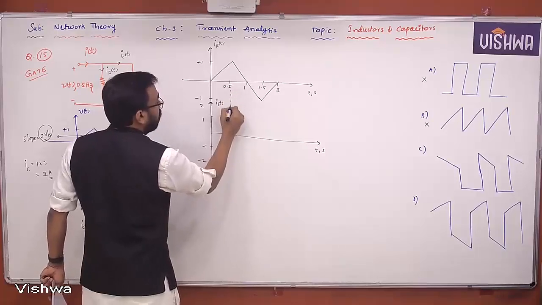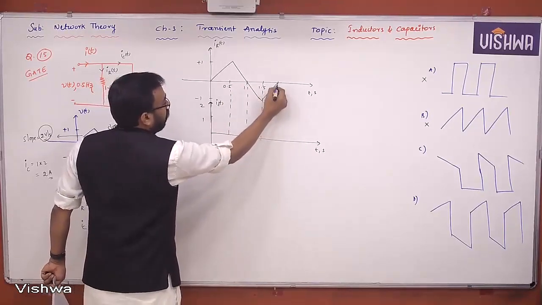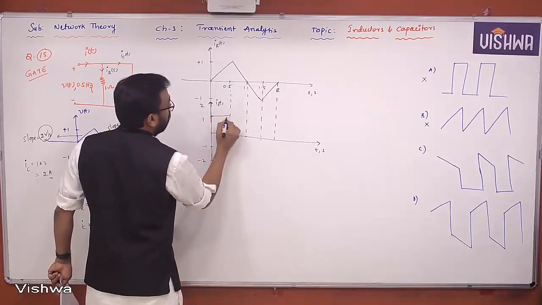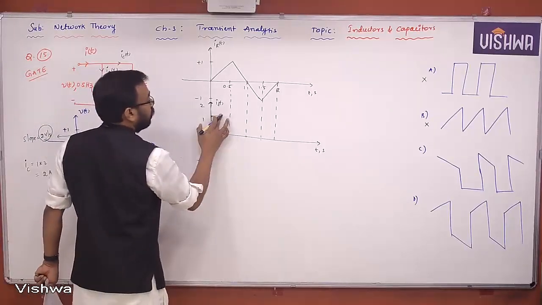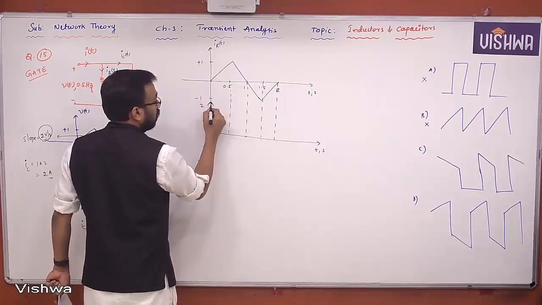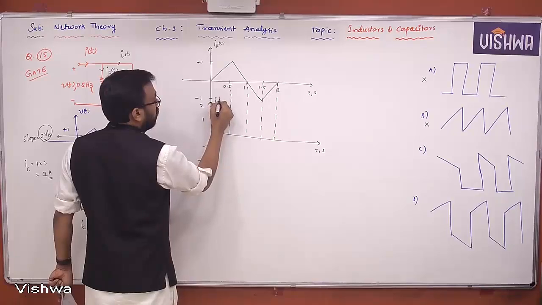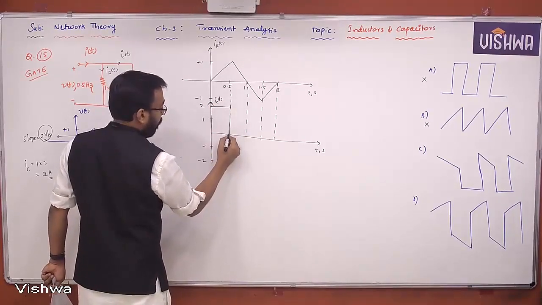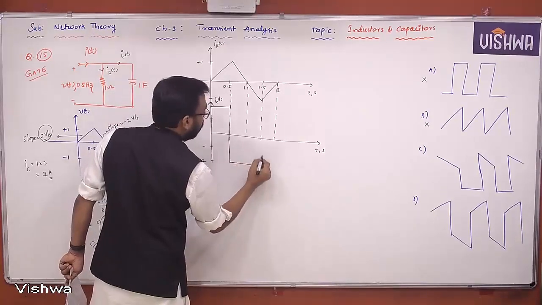What do you get here? Let me draw the waveform. Is it 1 or 2? Yes, 2, right? So let me draw 2. This is 1. This is 2. IC of t. Minus 2. Yes or no? Minus 2, up to this point.